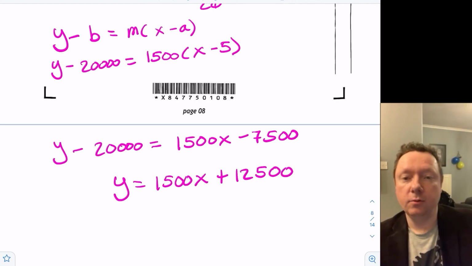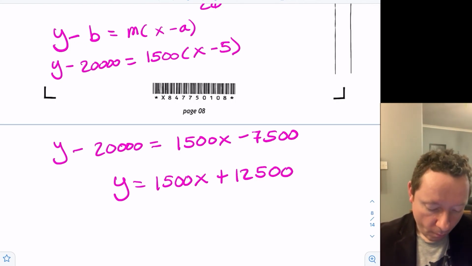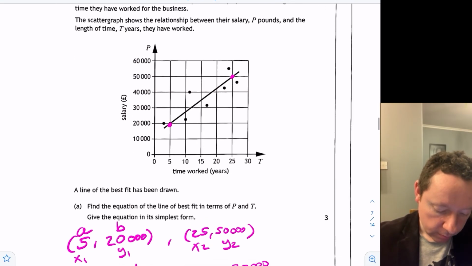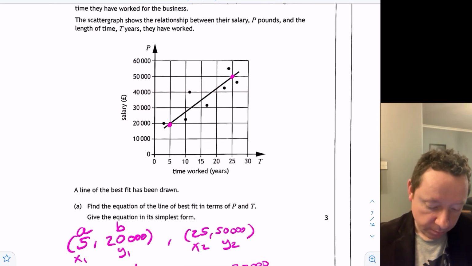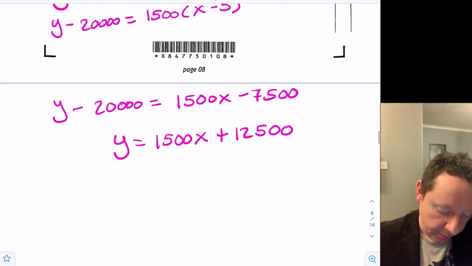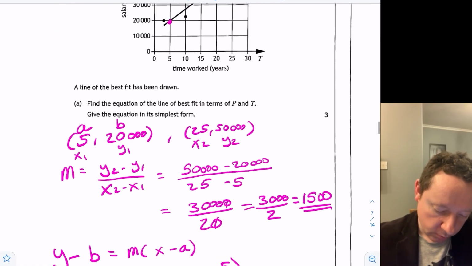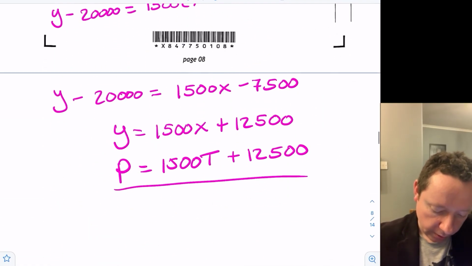So there we go in terms of y and x. But our graph is in terms of P and T, P and time. So we need to change the y-axis to P equals 1,500T plus 12,500. Just make sure it's a capital T. It is. So we're done there.